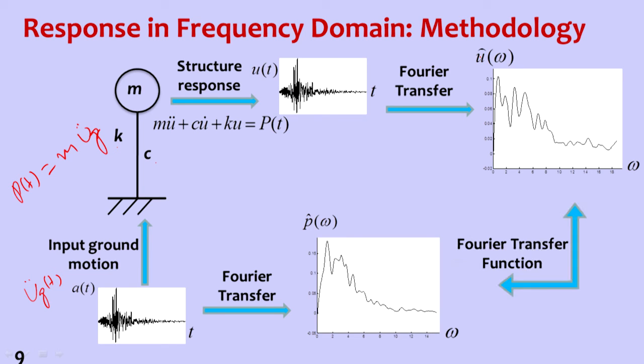Now instead of that, how to get it? So this is the input ground motion in frequency domain. This is the output response in frequency domain. So this is Fourier. So how do we get from here to here directly, instead of doing this one? Instead of taking the input time history and getting the output time history, how to go from frequency domain to frequency domain? So that is what we are going to calculate.